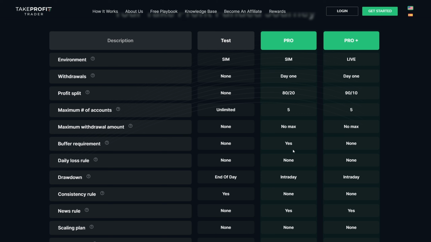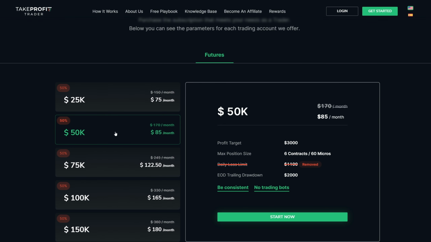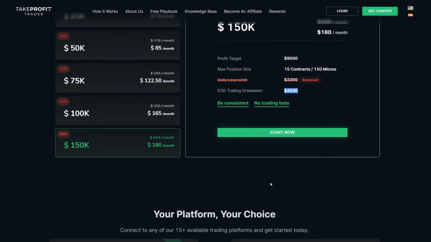Why $98,000? Because in order to request a payout, you must be over the buffer. Now, here's what the buffer is. In the 50K account, the buffer is going to be whatever the end of the day trailing drawdown is. In the 50K account, once you're over $4,500, you can then withdraw everything over that, and you get paid out within a day. It's in the bank super, super fast.